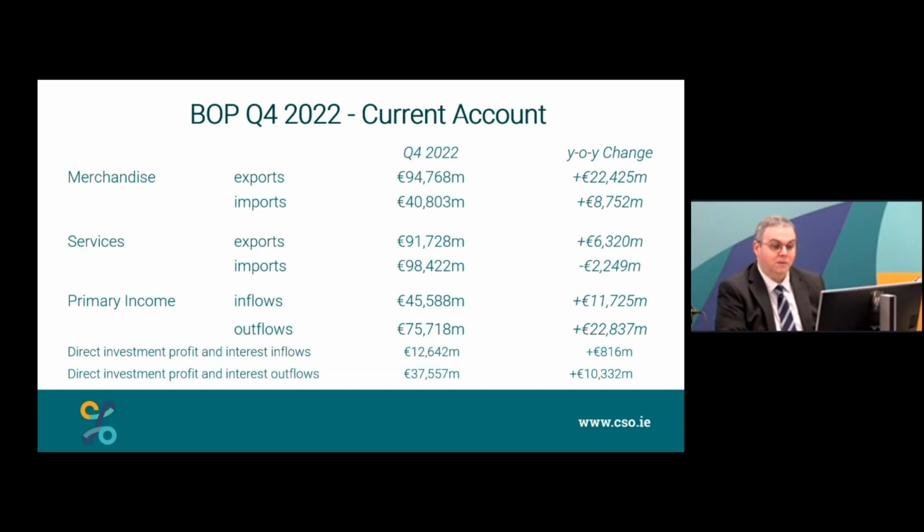And our primary income inflows are 45.6 billion, which are up 11.7 on the same quarter last year. And our outflows are 75.7, up 22.8 on the same quarter last year. And these combine to give us our change in net income outflow of 11 billion. And within these, our direct investment profit and interest inflows have increased by 816 million and outflows by 10.3, with the remainder of the change being in portfolio investment changes and other investment changes.